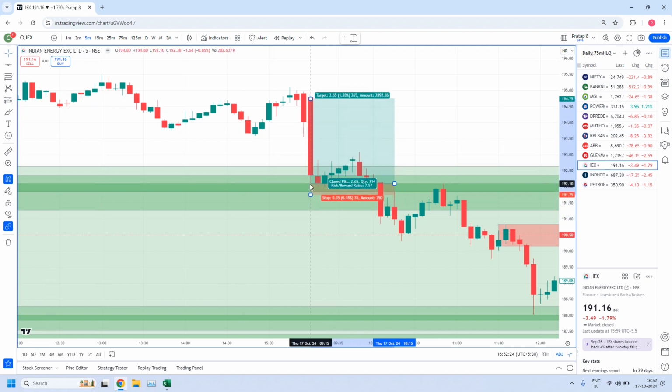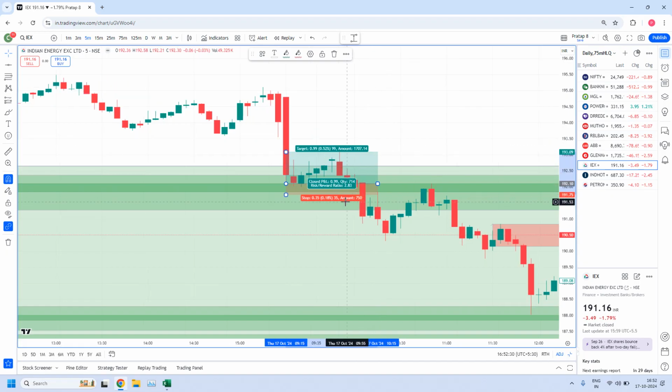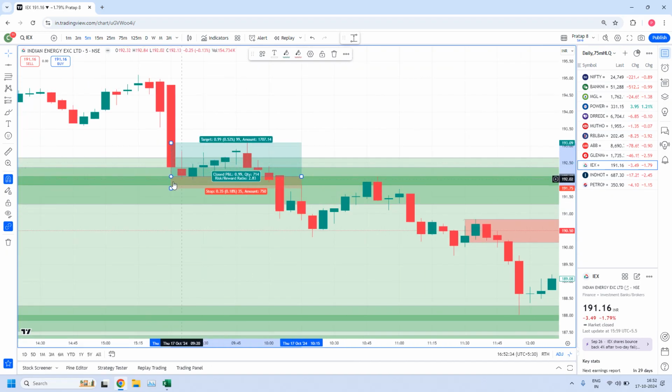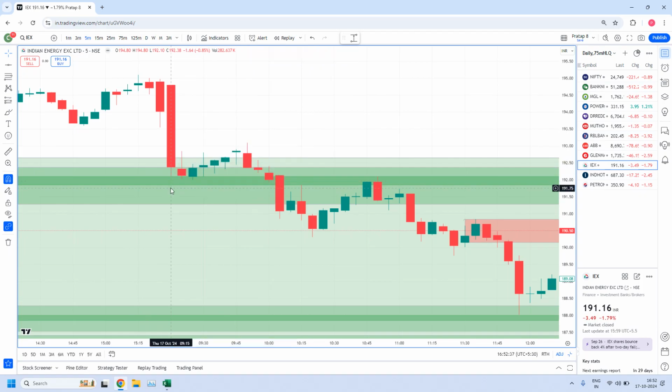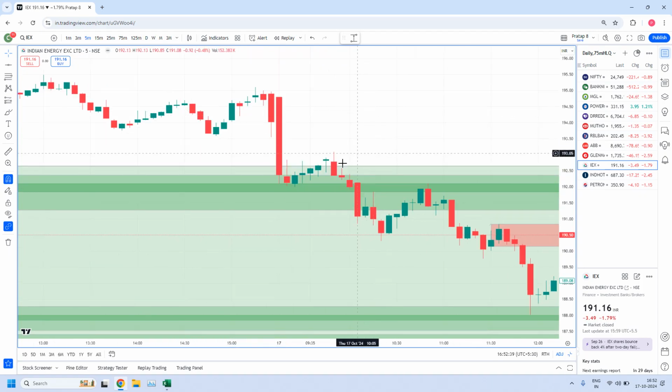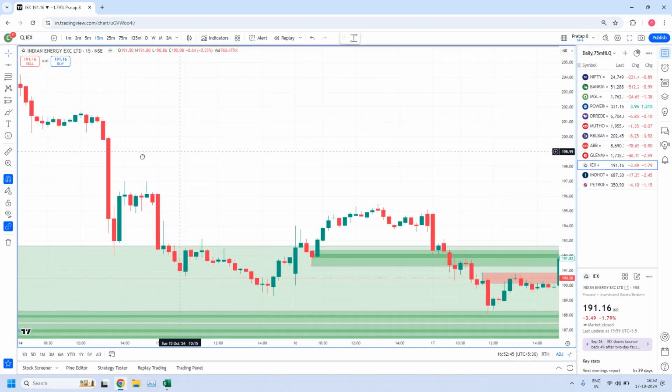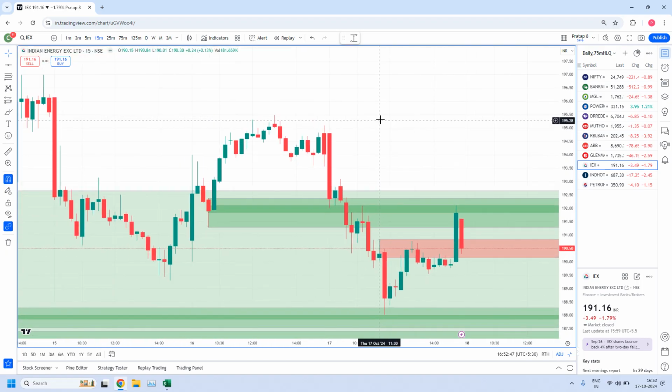Some approximate buffer was added here. What is the maximum level it pushed? A 1:2.8 RR level, close to the 1:3 level. But it is not good enough to reach this 15-minute target zone. The 15-minute target zone is here, somewhere here.